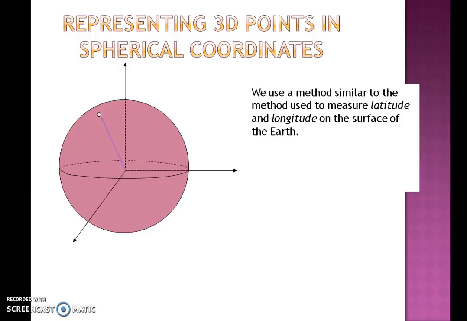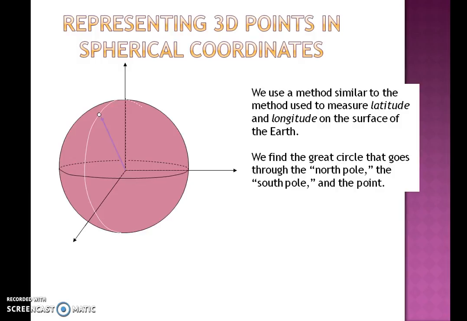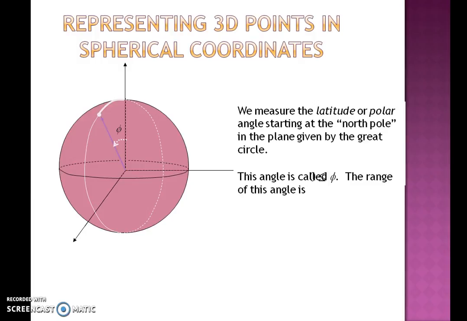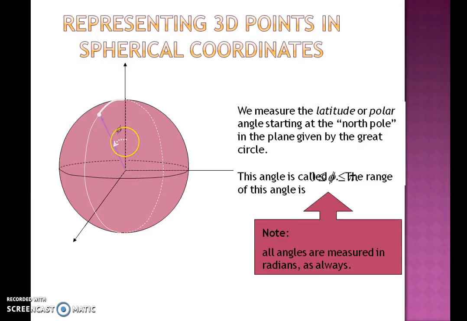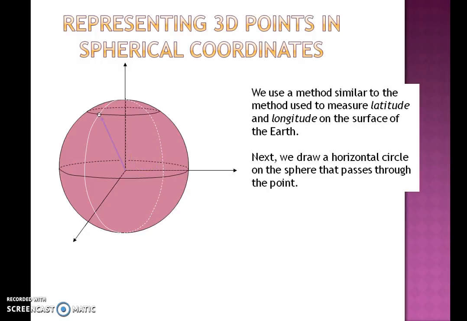If you draw the sphere, find a great circle that goes from the north pole to the south pole, then you locate this point. So we measure a latitude or polar angle starting at the north pole in the plane given by the great circle. This is called the angle phi. The range of this angle is 0 to 2 pi. We use a method similar to the one for measuring latitude and longitude.